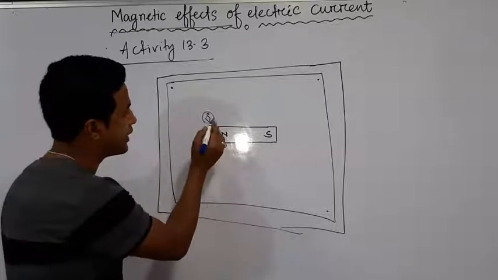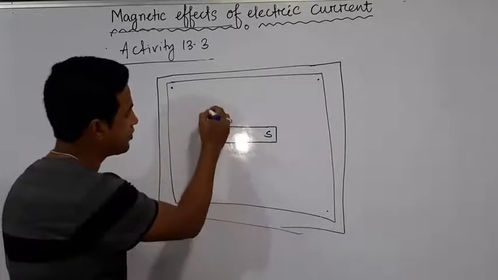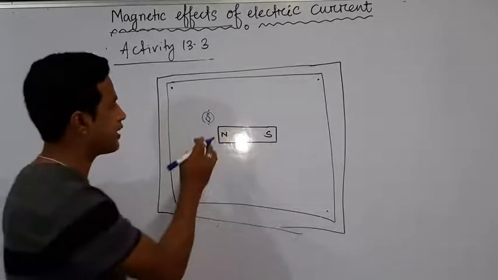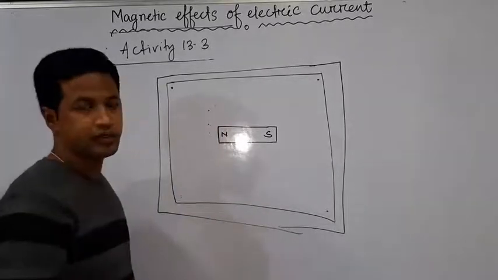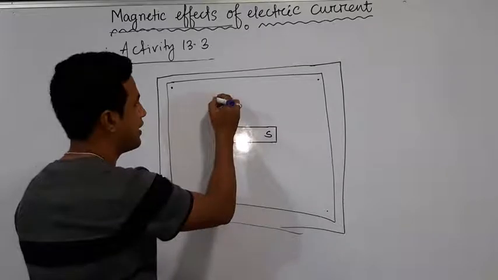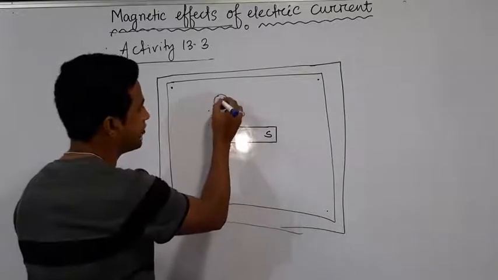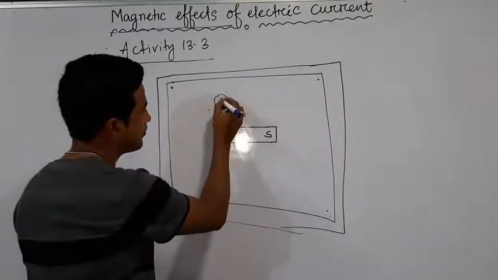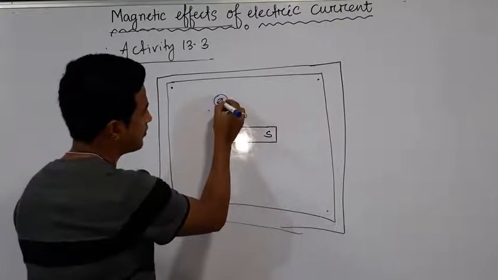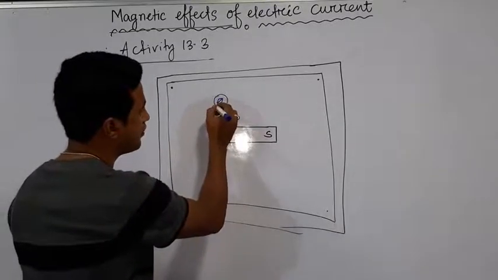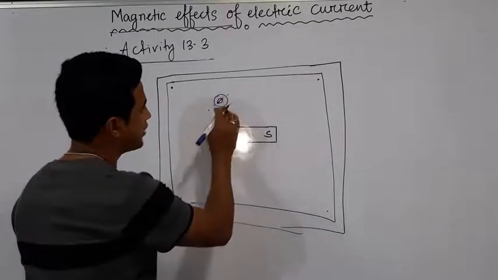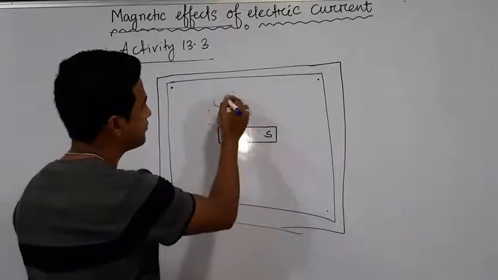So I will mark a point here and here. Then I will remove the magnetic needle from here and place it here. When I place it here, the direction of the needle will be like this. Again, this is one point and this is another point. Like this I will keep it one by one.